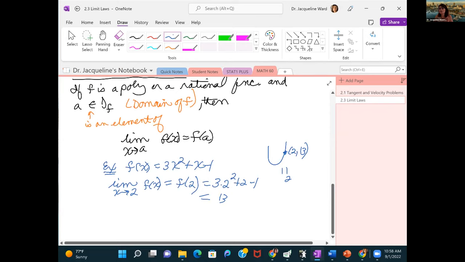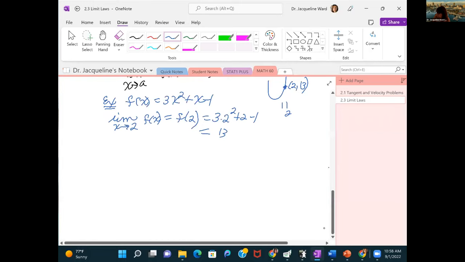And of course, with polynomial functions, these are nice, smooth, continuous functions, right? So you're not going to have a hole. You're not going to have a gap. You're not going to have an asymptote. We're going to see some other things. But yeah, it makes sense that you can just substitute in when you're finding a limit with a polynomial or a rational function, as long as a is in the domain of f. You don't want it to be where there's an asymptote.